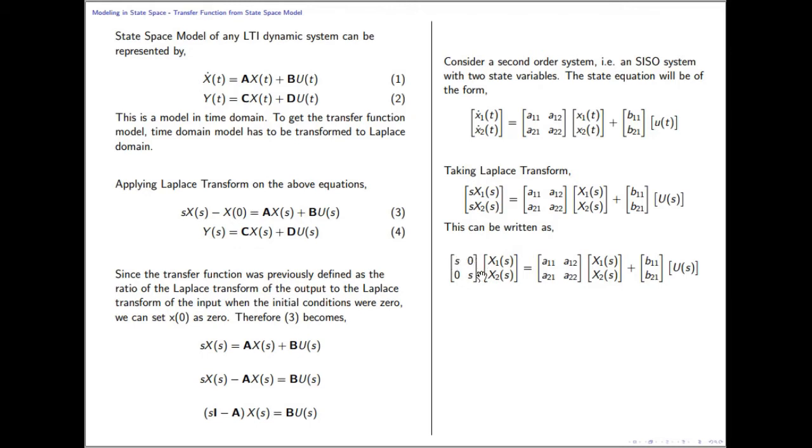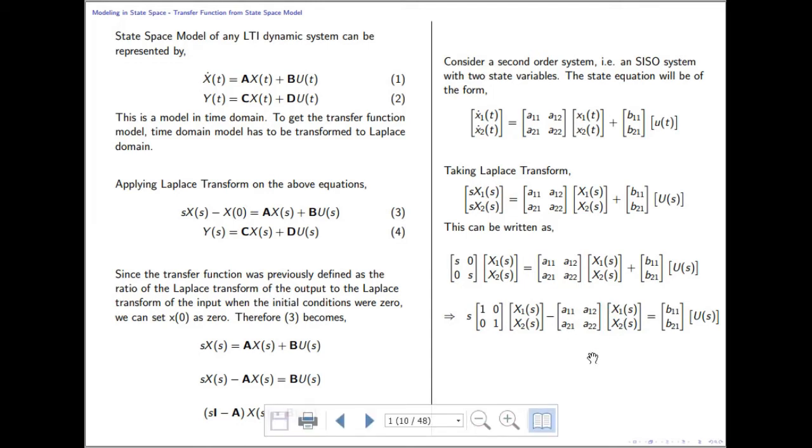Now if you look at this, this is a diagonal matrix with all the diagonal elements as s. So I can take s out of it, and now I get an identity matrix, and at the same time I'm going to bring this term to the left side. So this is what I get. Now, if I take this state vector, X1 of s, X2 of s, and here also the X1 of s, X2 of s vector, I can take it out. If I take it out, this is what I get.